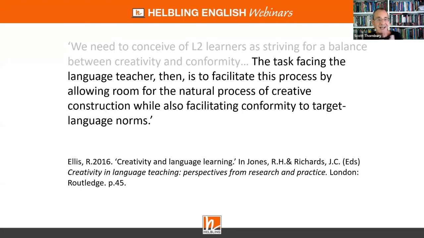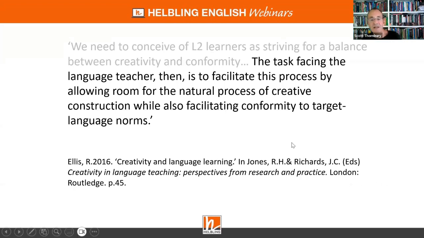And listen to this, by allowing room for the natural process of creative construction. So allowing the learners to be creative, but while also facilitating conformity to the grammar, to the target language norms. So those substitution tables facilitate conformity. You can't go outside the substitution table. You have to follow the order of the substitution table. But you can be as creative as you want with the words in the substitution table, the small data set, as the woman in Taiwan says.